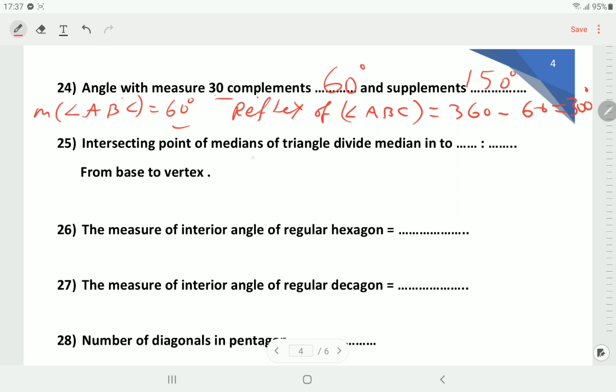The intersecting point of the medians of a triangle divides each median in the ratio 1 to 2 from base to vertex. But if I ask you from vertex to base, it's going to be 2 to 1.